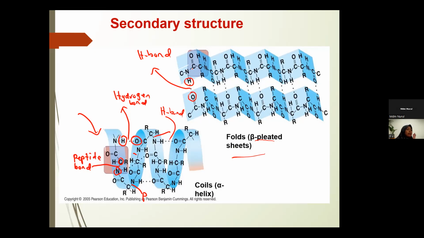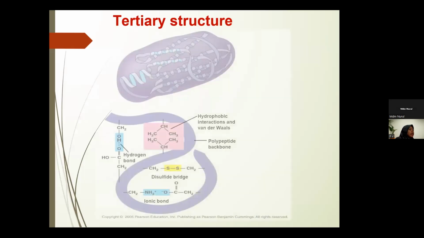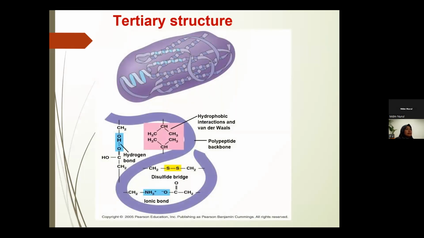Okay. Remember, you don't have to hafal the arrangement of the everything too. What you have to know is which one is beta pleated sheet, which one is alpha helix coil into alpha helix structure, where is peptide bond, where is hydrogen bond. Cukup. Okay. Right. Done? Okay. Alright. Next, we go to tertiary structure. Okay, dia canggih sikit.